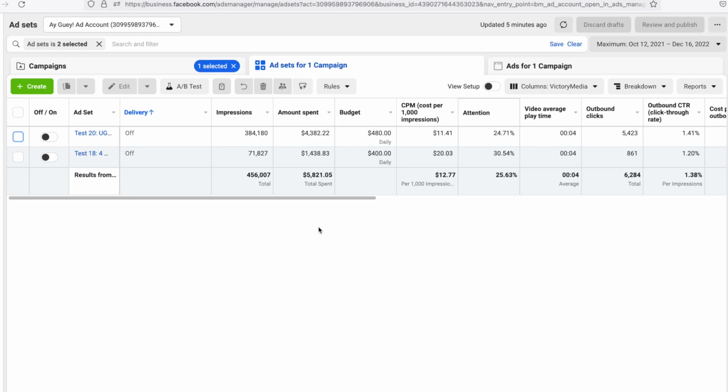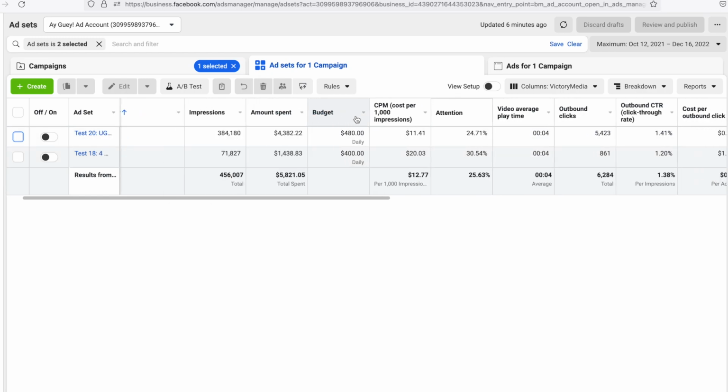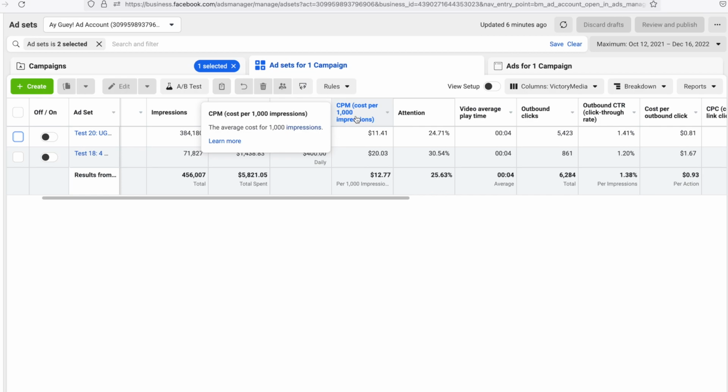So here we are within the Ads Manager, and before we talk about the particular tests and what the performance looked like, let's talk about the column setup that I have in here and that we have across all of the accounts that we are managing. We go from the top of the funnel to the bottom of the funnel. We start off with impressions, the amount spent to get those impressions, just generally the budget, then the CPM: how much are we paying to get in front of 1,000 people, in front of 1,000 eyeballs.